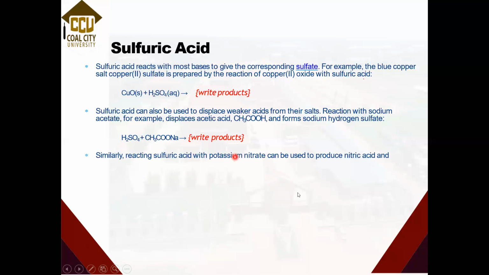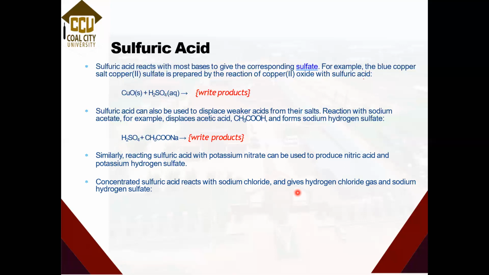Similarly, reacting sulfuric acid with potassium nitrate can be used to produce nitric acid and potassium hydrogen sulfate. Concentrated sulfuric acid reacts with sodium chloride and gives hydrogen chloride gas and sodium hydrogen sulfate accordingly. So this is the equation. When concentrated sulfuric acid reacts with sodium chloride, it will give you hydrogen chloride gas. That means hydrogen reacting with this gives HCl and sodium hydrogen sulfate, NaHSO4. So those will be the corresponding products. Similarly with other halide salts.